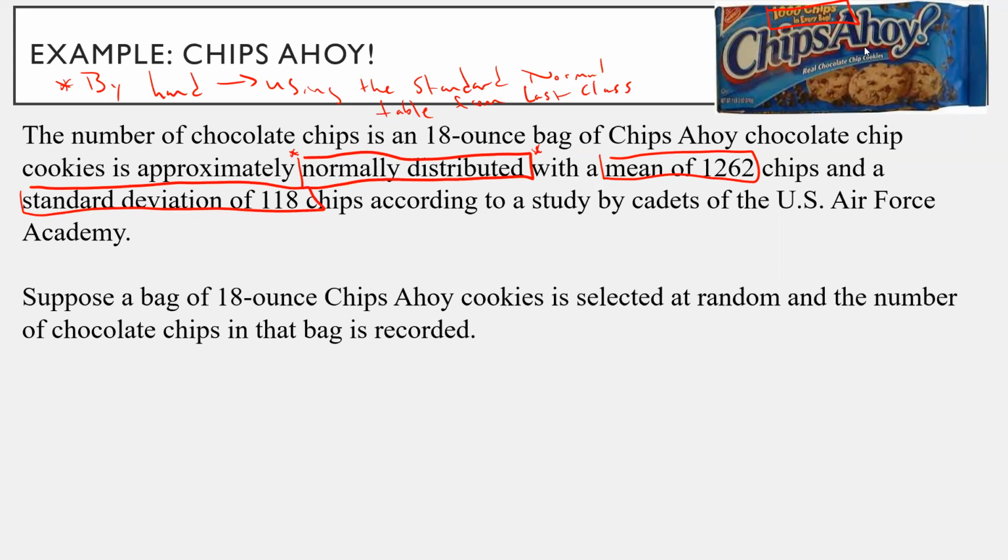All right. So here's the problem. Suppose a bag of 18-ounce Chips Ahoy cookies is selected at random, and the number of chips in a bag is recorded. Okay. So before I count the chips in the bag, do I know how many chips are going to be in that bag that I select? No, right? Before I count it, no. So it's an unknown number.